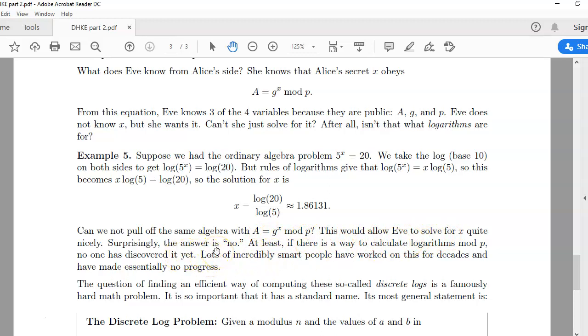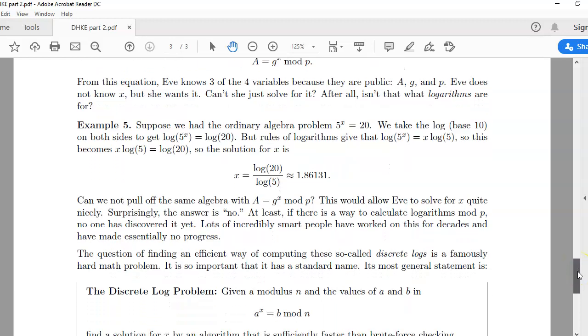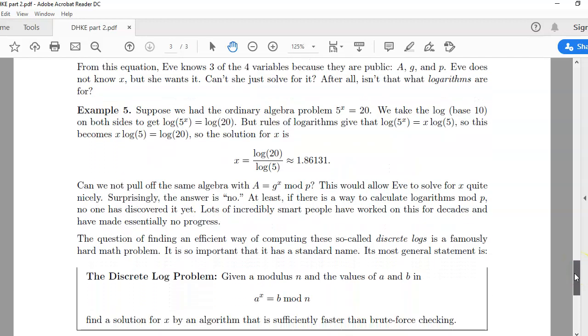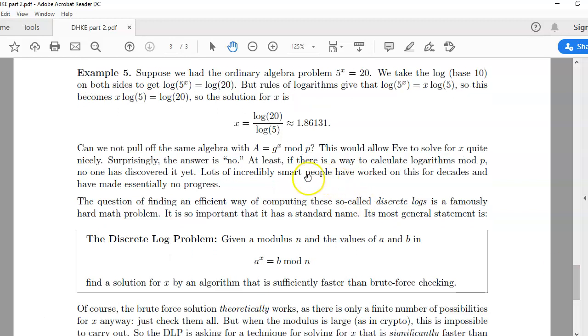It turns out that right now, as of March 31st, 2020, there is no way to do logarithms in a modulus. Logarithms are somehow a real number thing. They can't be done in a modulus. So if there's a way to calculate logarithms in a modulus like mod P, no one has discovered it yet. Lots of very smart people have worked on this for decades, and they've made essentially no progress.